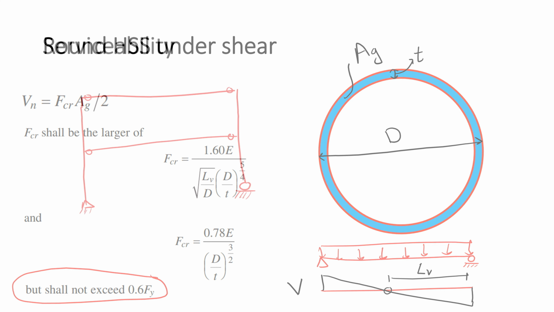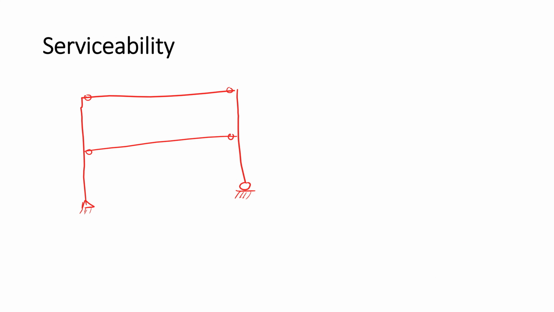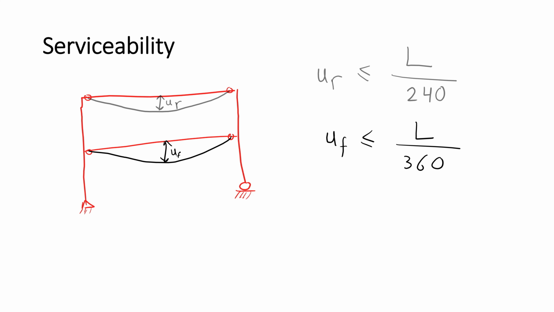Last but not least, let's discuss the serviceability limit state. When it comes to ground floor levels or intermediate floor levels, the maximum allowed deflection is usually the length of the span divided by 360. And when it comes to a roof level, the maximum allowed deflection is the length of the span divided by 240. Please notice that the dimension L is in feet and the overall deflection is in inches.